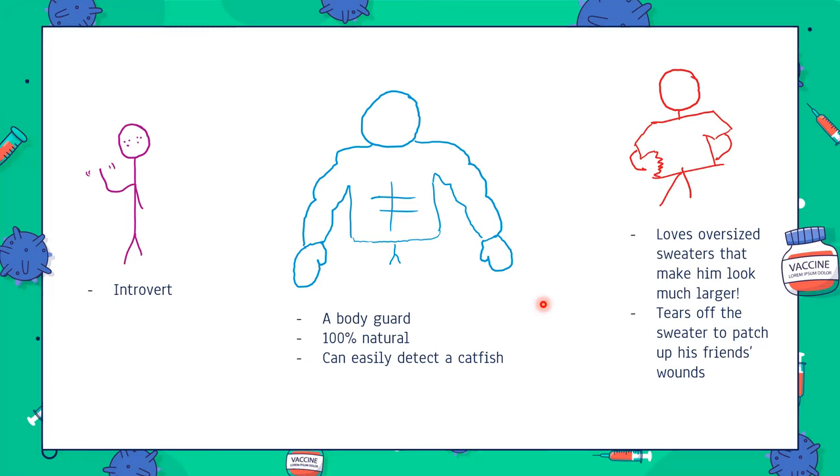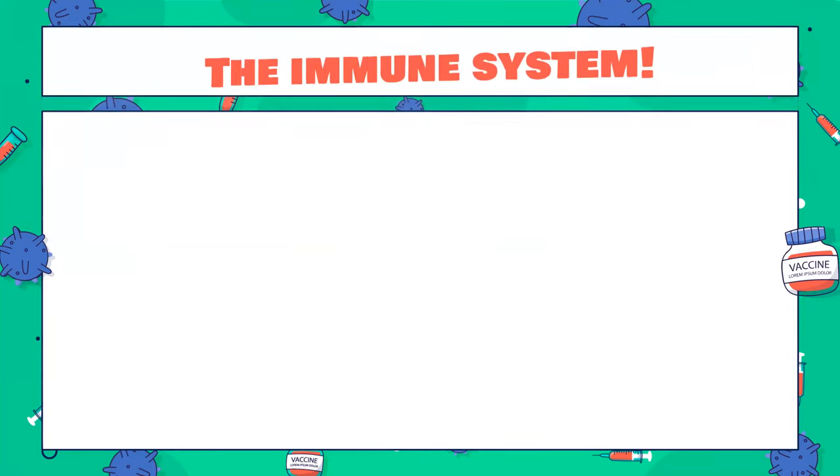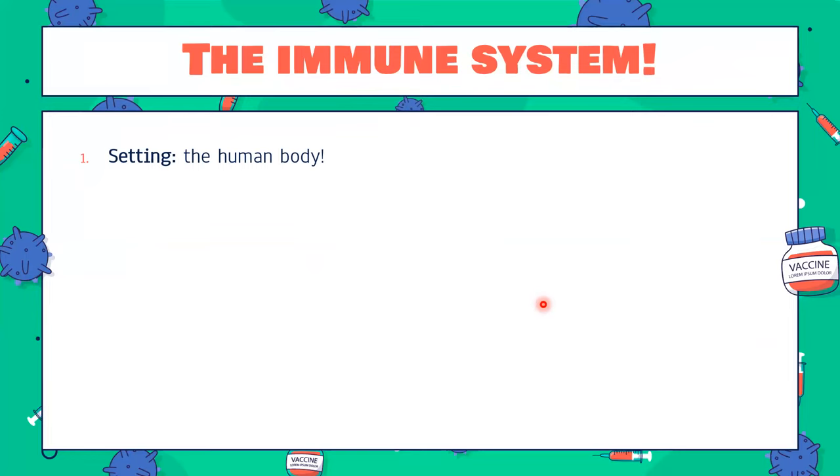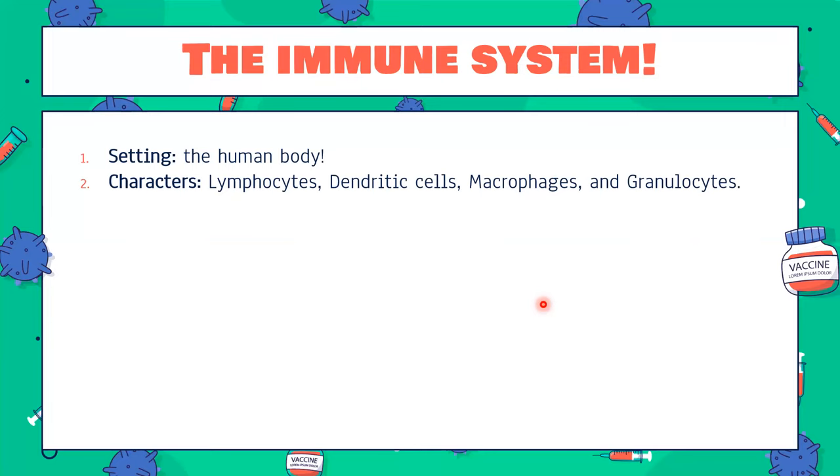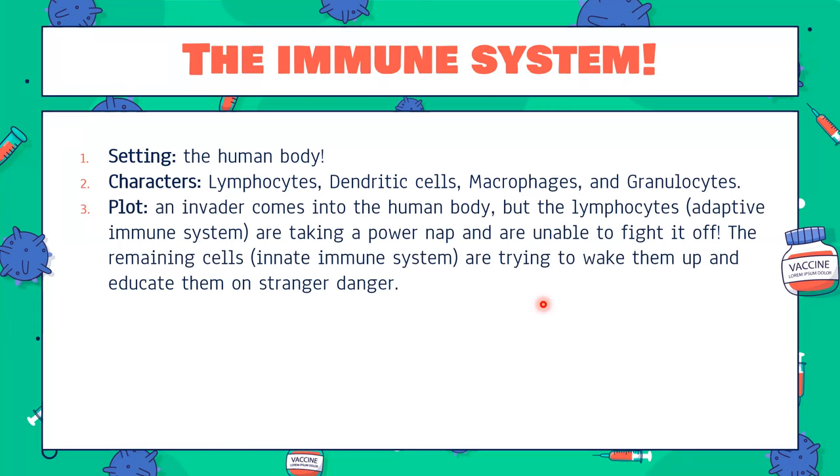So I just introduced you guys to a bunch of characters. Let's try to link those back to our actual immune system. And how would they possibly make sense? Our immune system, the play, has a setting in the human body. Our characters include lymphocytes, dendritic cells, macrophages, and granulocytes. And the plot is an invader that comes into the human body. But the lymphocytes, or your adaptive immune system, are taking a power nap and are unable to fight it off. The remaining cells, your innate immune system, are trying to wake them up and educate them on stranger danger.